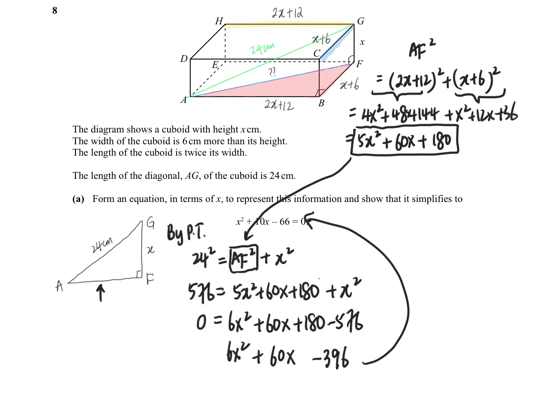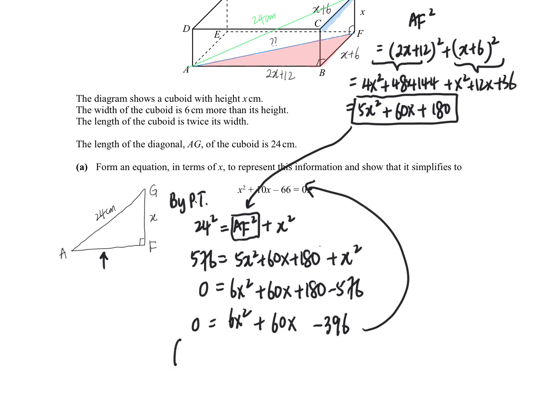So you look here. At the question on top, they ask you to solve for x squared. So that means you must divide by 6 throughout. So this one becomes 10x. This one becomes minus 66. So shown.